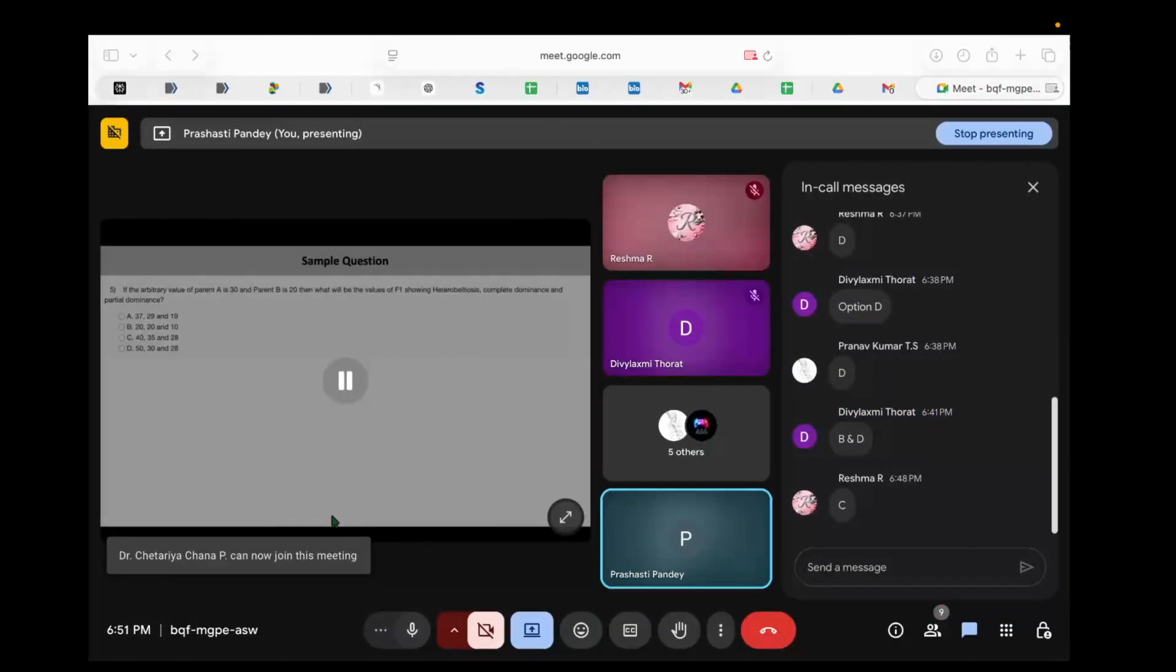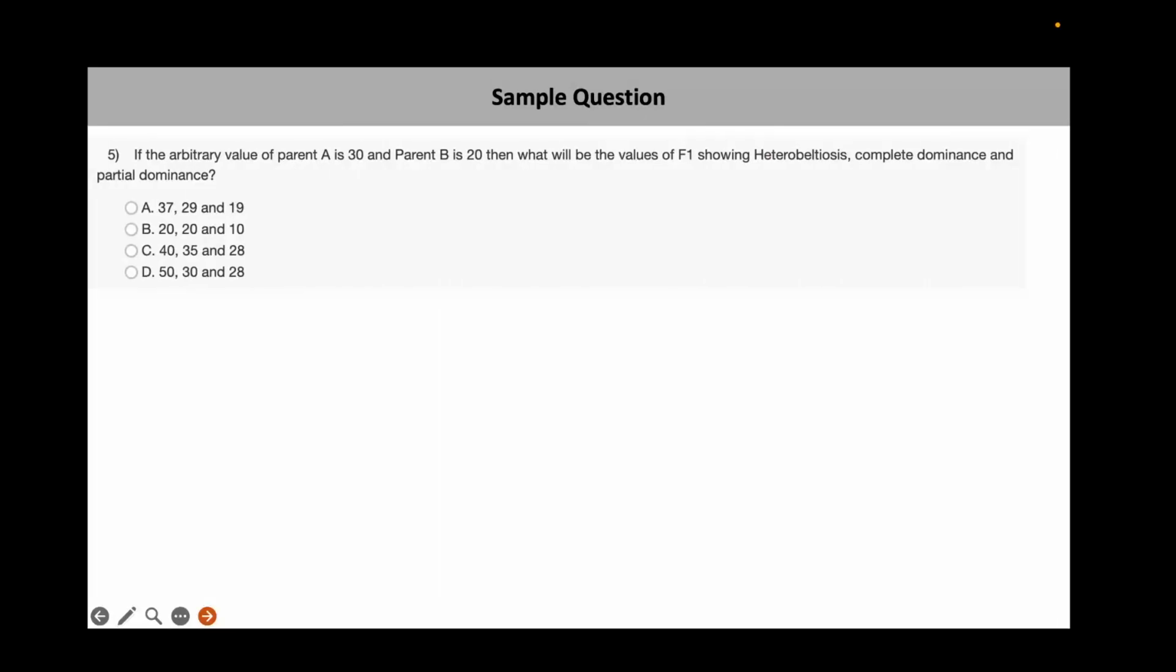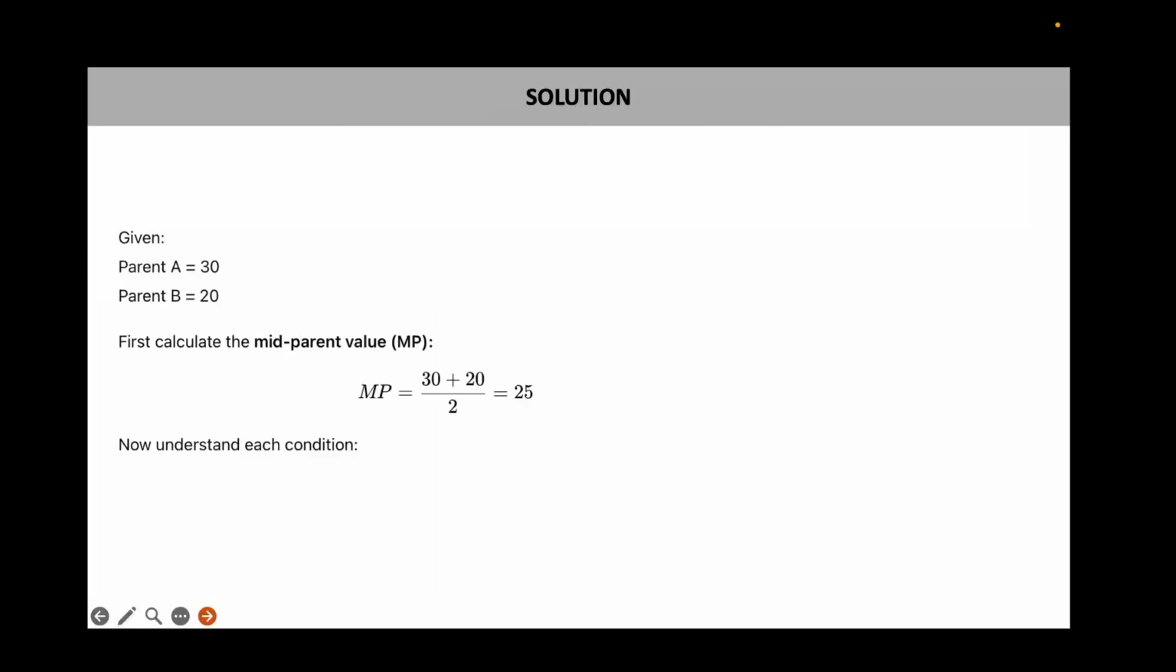Okay, so let's solve this. What is given in the question is that the value for parent A is 30 and for parent B is 20. Let's first calculate the mid parent value. The mid parent value is nothing but the average of the two values. So it will be 30 plus 20 divided by 2, which is 50 by 2. So the answer is 25.